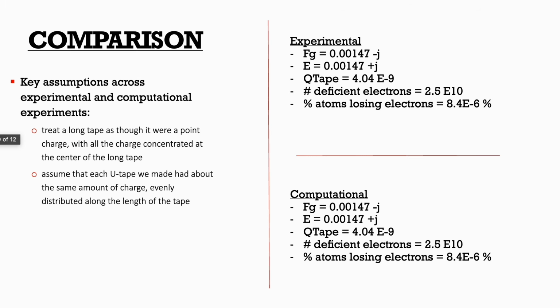So some key assumptions across the experimental and computational experiments are that we treated the long tape as though they were point charges, which is obviously not real life, but for simplicity's sake we did so. And we assumed that there was an even charge distribution on each tape, which we all know is also not true, but it's a simplifying assumption. As you can see on the right, all of our figures were concurrent across the experimental and computational model.